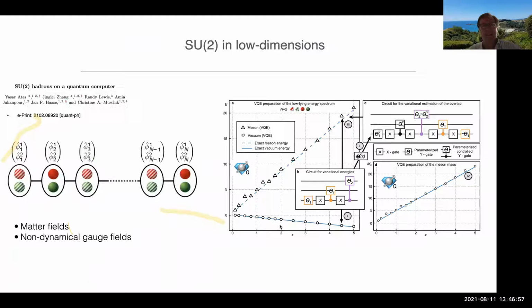quantum simulation. There's work coming out of Toronto, from Randy Lewis and collaborators, and Christine Muschik, that looked at SU(2) in 1 dimension. They were able to use VQE to establish the energy of the ground state, but also of the first hadronic excitation in the state, the meson. And so they were able to actually solve this 1-dimensional non-abelian gauge theory and find the first hadron. So this was a really nice step forward. Like in 1 dimension with the Schwinger model, the gauge fields are non-dynamical and can be integrated out explicitly, and one expects this to also happen for larger SU(N).